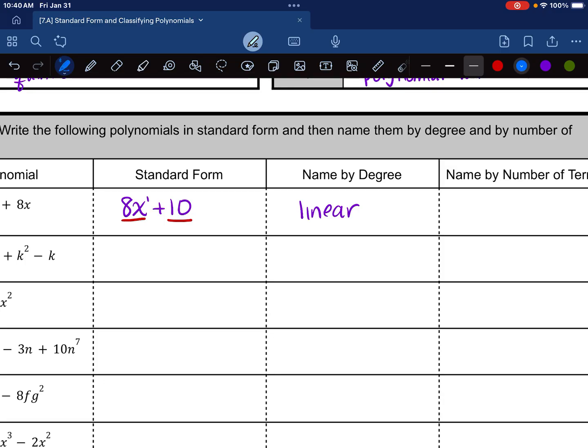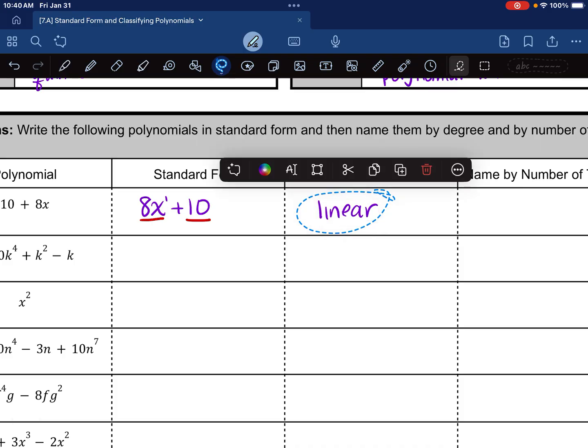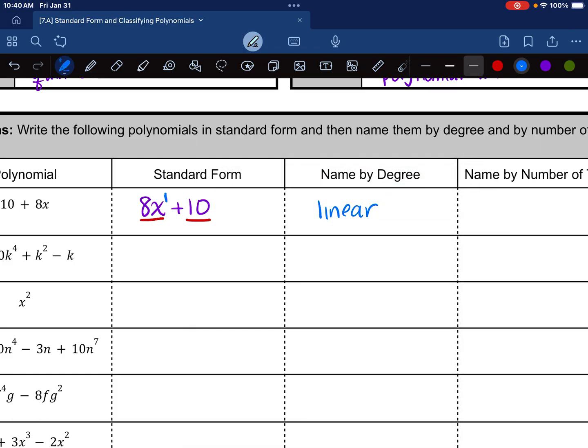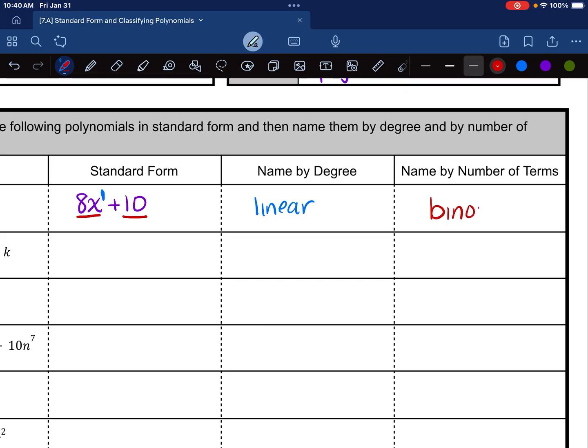Actually, I'm going to change some colors on here just so you understand where the numbers are coming from, for those of you who don't listen to what Ms. Caswell says. So degree 1 is what made it linear. This has 1, 2 terms, which makes it a binomial. So I would call that a linear binomial.